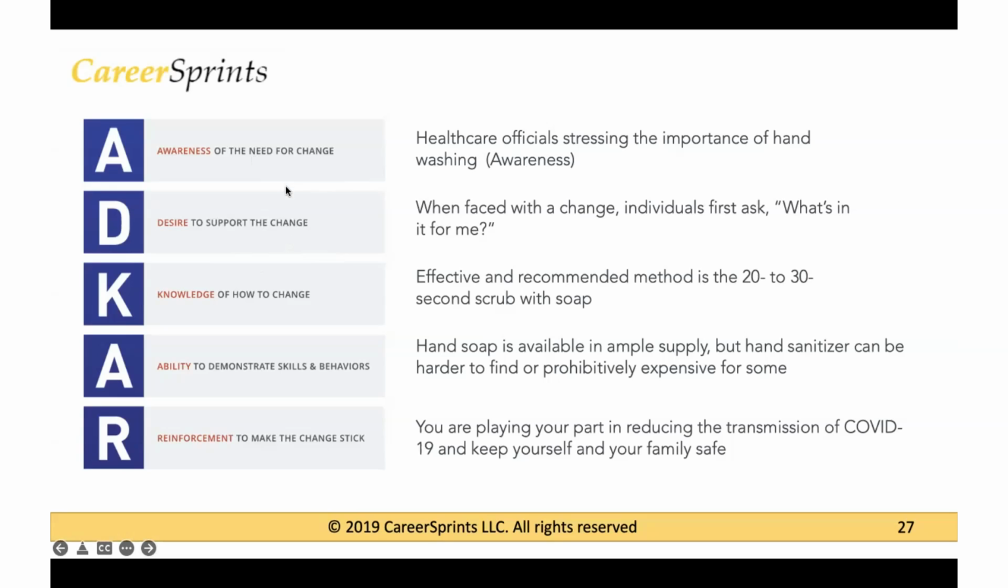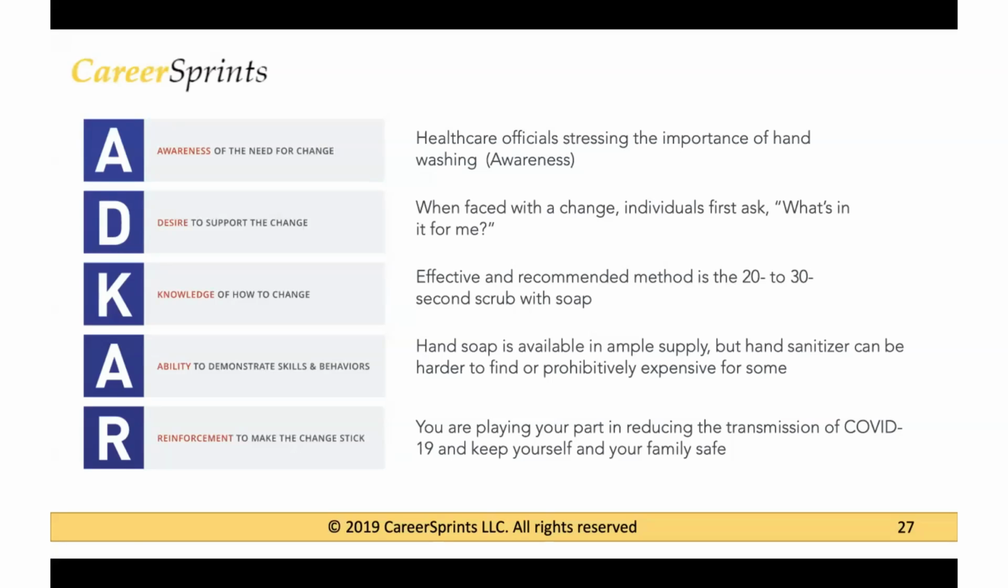Now, when we talk about awareness, it says healthcare officials stressing the importance of hand washing, right? So first of all, we need to know that we need to wash our hands, right? Some people don't wash their hands. So that is awareness. Next is desire. Now, the thing is, you're telling people to wash hands, but why would they want to wash hands? You need to tell them that this is not a regular scenario where you don't wash hands and you'll be fine. Here you are faced with an infection, which can take away your life, right? So you have to help them understand what is in it for them.